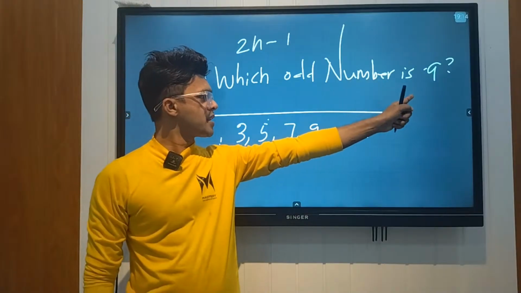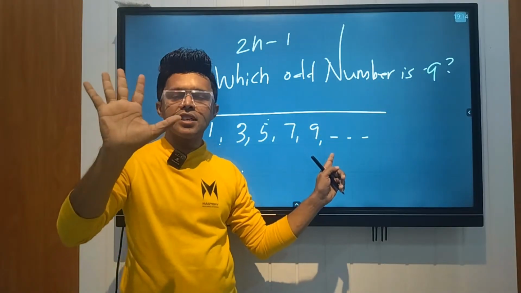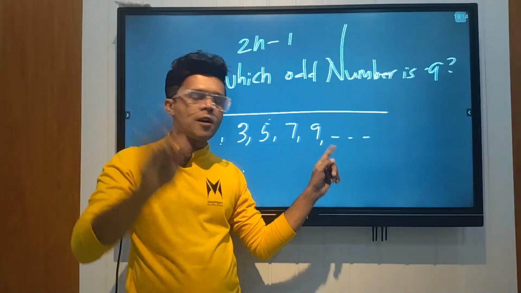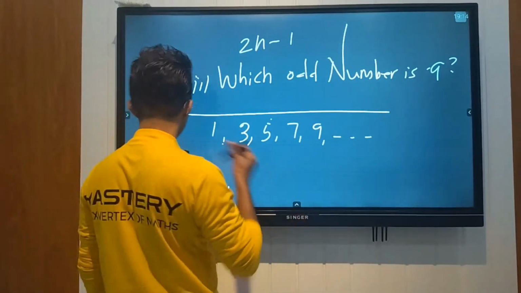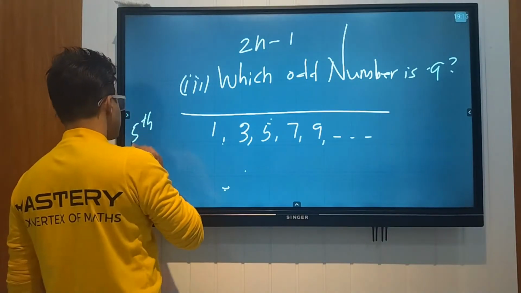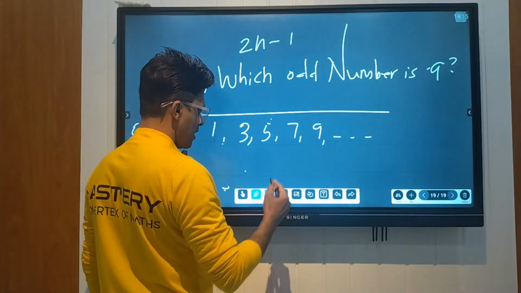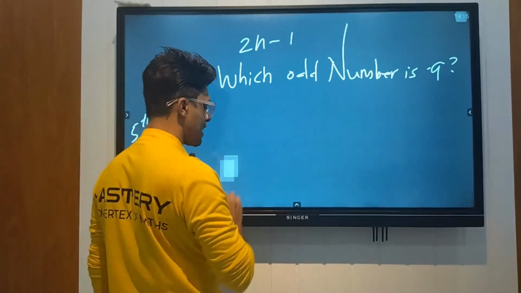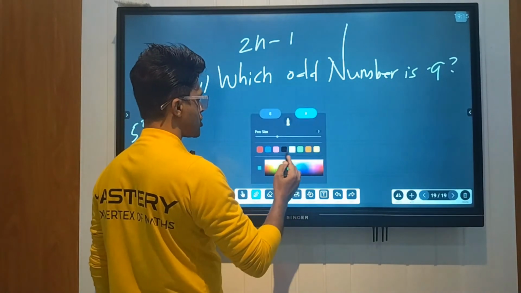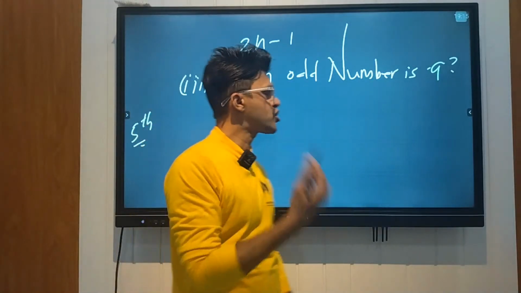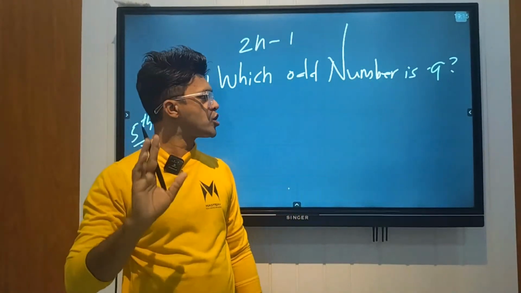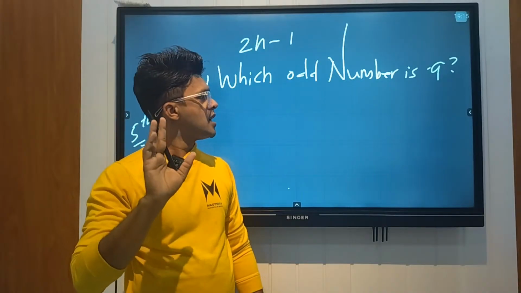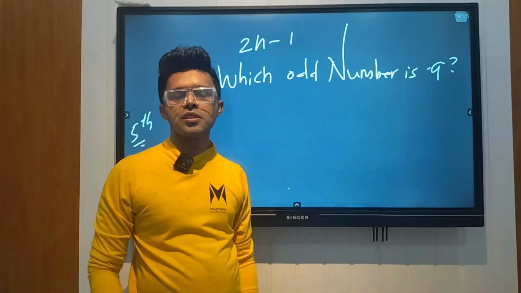Which odd number is 9? You know the answer, that is fifth, right? 9 is the fifth odd number. You can bear it in mind, right? That is taken generally. But that one can also be taken by setting up an equation. In order to get which odd number is 9, what we are going to do here is set up an equation. It is able to get the answer for this question, right?